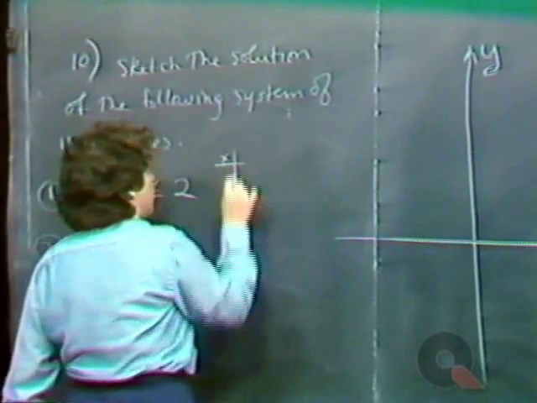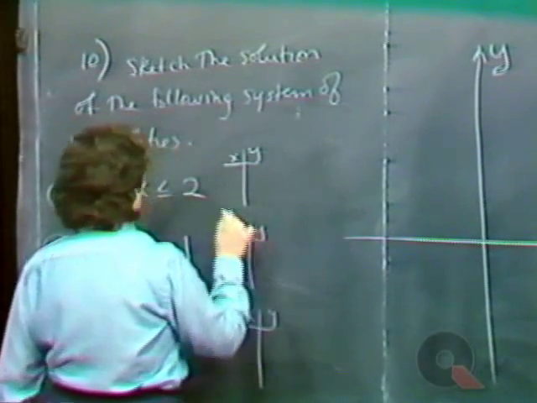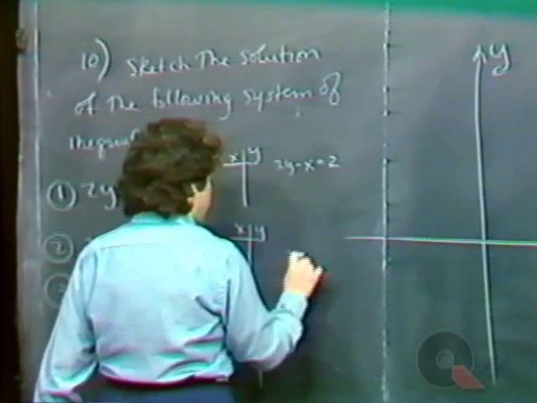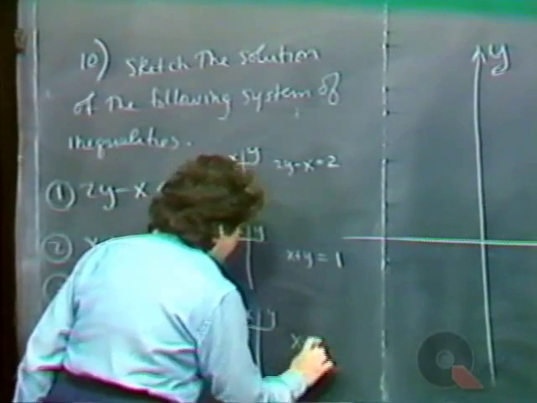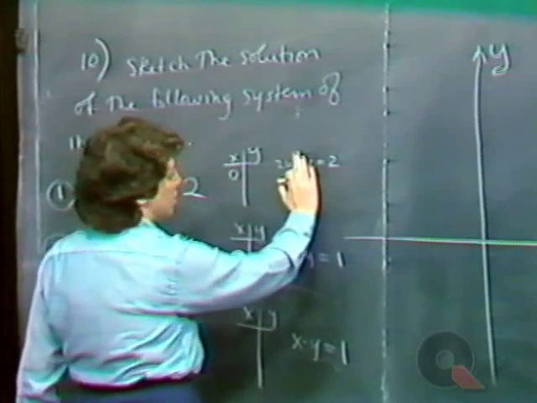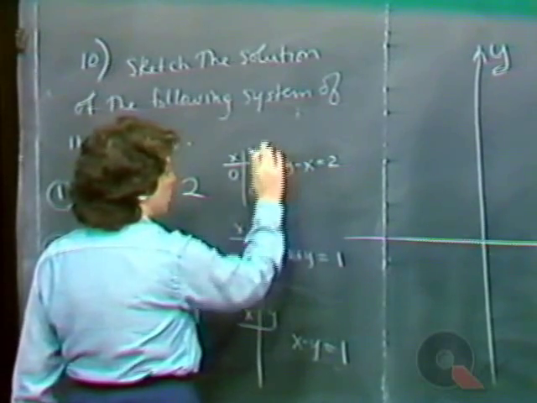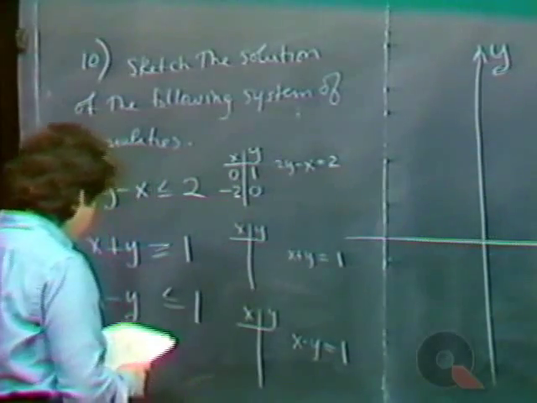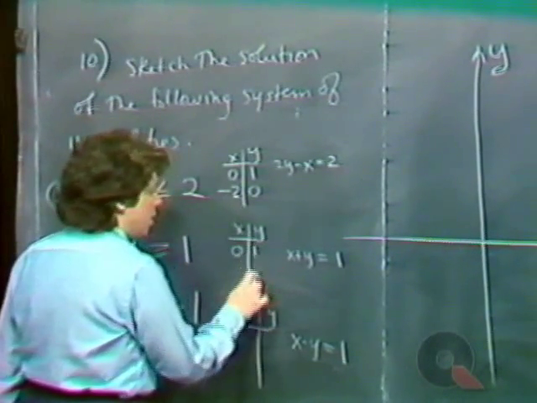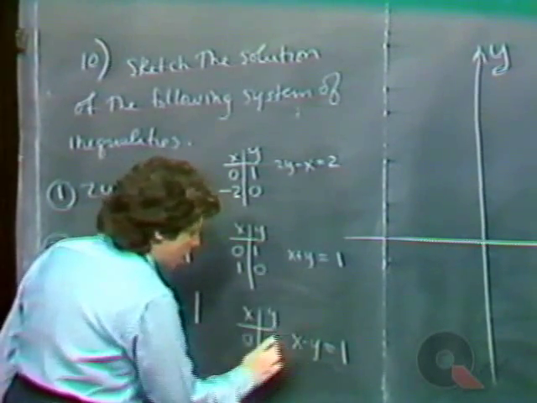Let's make a little table of values for each of these as straight lines. For 2y minus x equals 2, for x plus y equals 1, and x minus y equals 1. These are all straight lines. If x is 0, 2y is 2, y would be 1. If y is 0, x would be minus 2. So, okay, here, if x is 0, y is 1. If y is 0, x is 1. And here, if x is 0, y is minus 1.